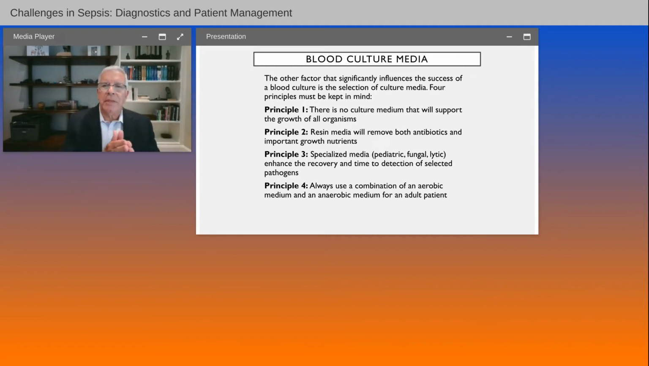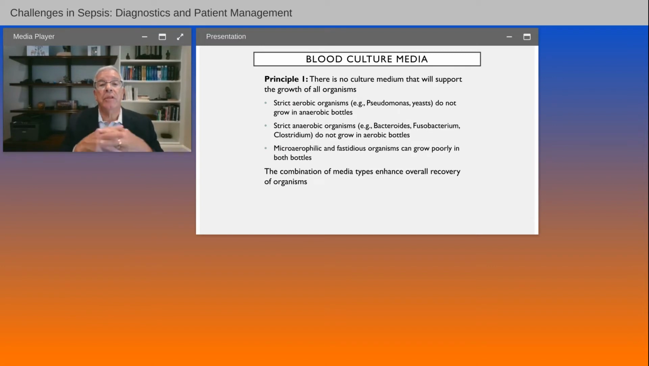The other point that I made at the beginning is the importance of media. And there are 4 principles that I want you to keep in mind. The first is no culture medium will support the growth of all organisms. The second is that resin media removes antibiotics, but it also removes important growth nutrients. The third point is that specialized media can enhance the recovery of selected pathogens. And the fourth point is that a combination of aerobic and anaerobic media is critical for blood cultures performed with adult patients. Now, again, let me give a little bit of justification for each of these.